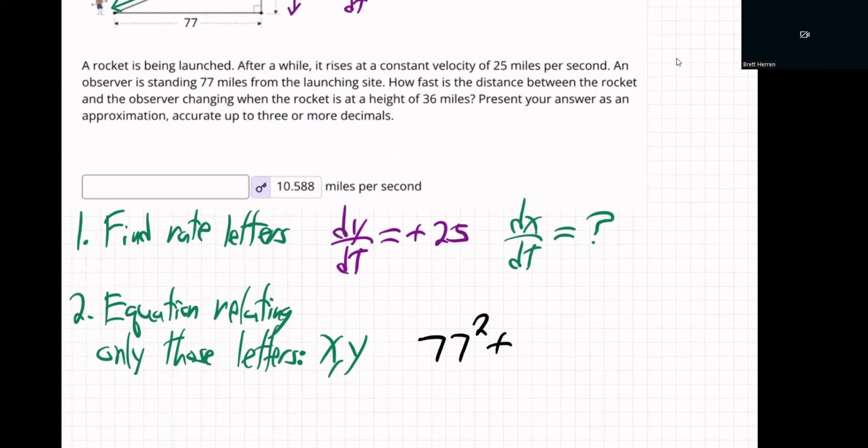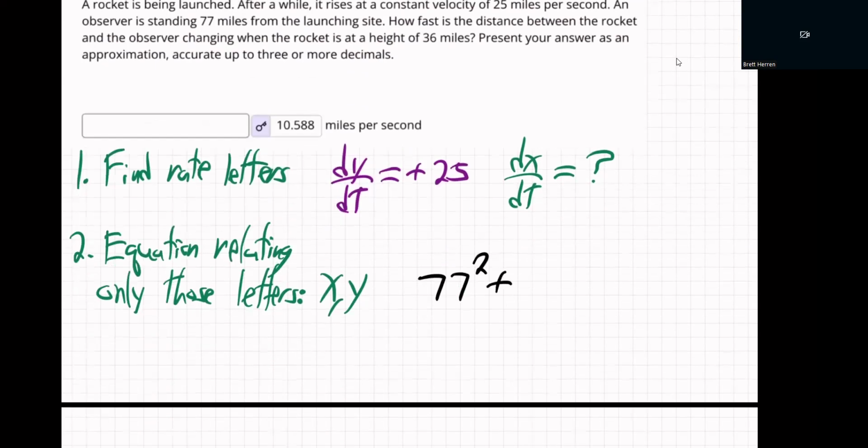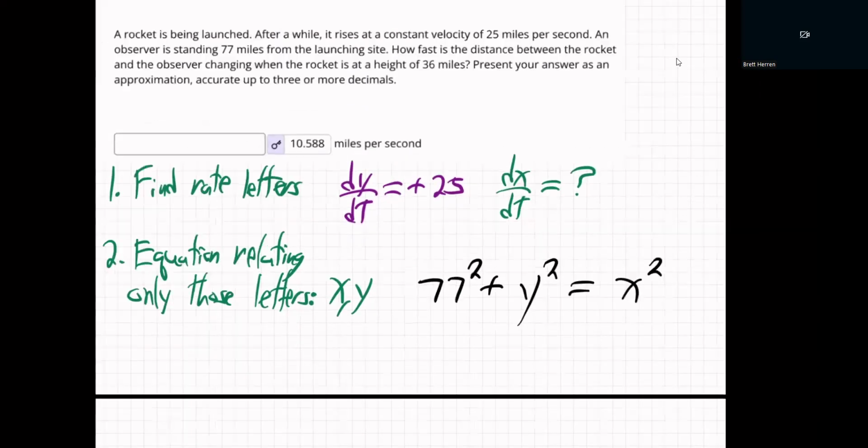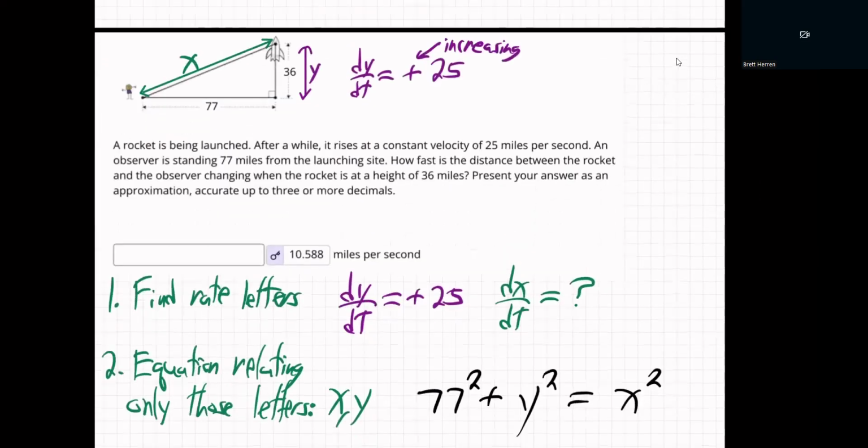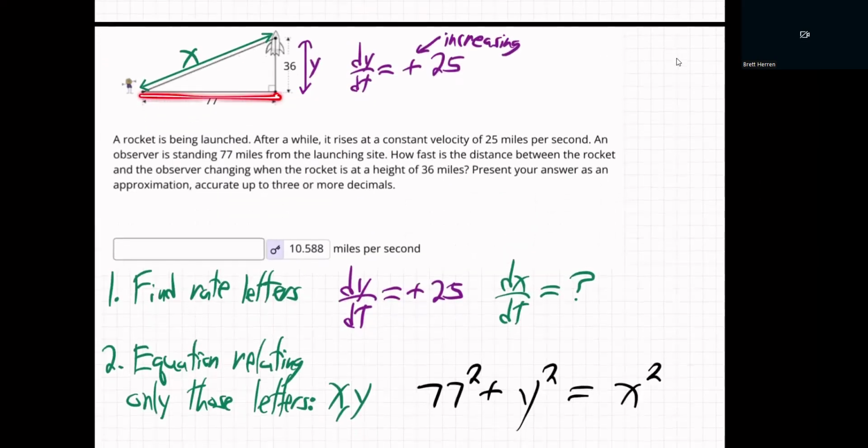77 squared plus y squared is x squared. All right, see how I came up with that? I'm looking right here. It's a right triangle, right? a squared plus b squared is c squared. 77 squared. Now you might wonder, why didn't you do 36 here?